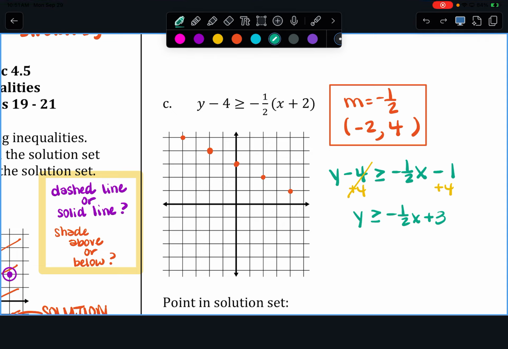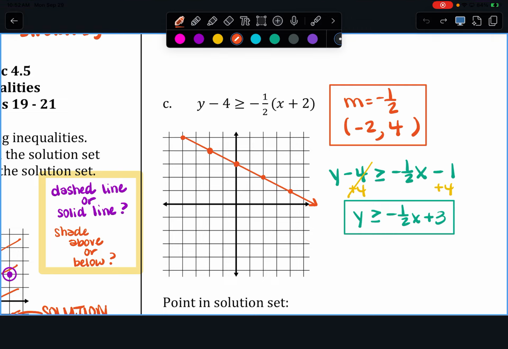So whichever way you want to approach this problem is totally up to you, wherever your comfort zone is. But once I have it graphed, I need to ask myself, is it a solid line or a dashed line? Well, this little equal to bar tells me that we can equal those points that are on the line. So I'm going to go ahead and make that a solid line.